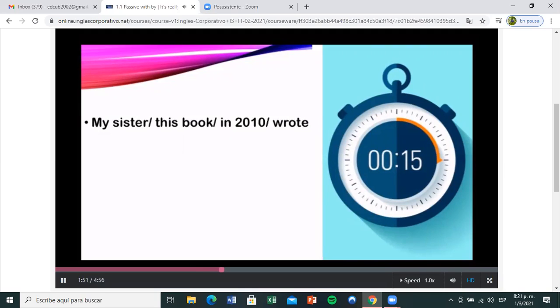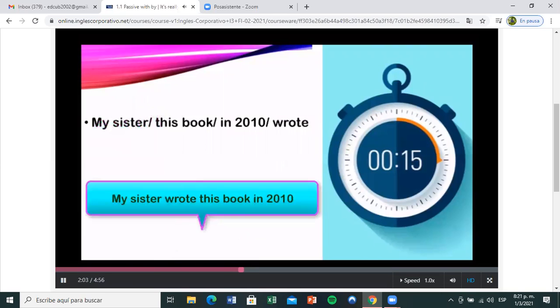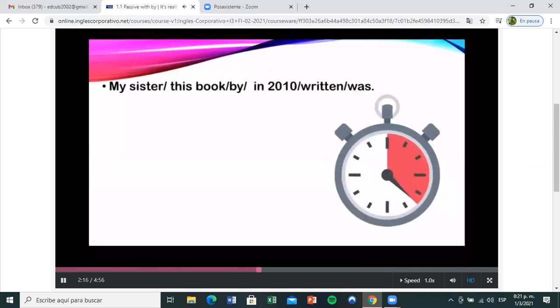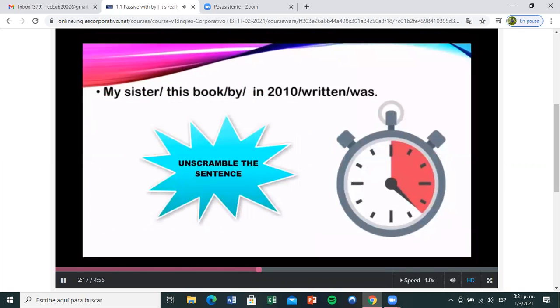So, in this moment, only think, what would be the correct way to write that sentence? Great. So we came up with, my sister wrote this book in 2010. Now in English, we can say the same things in another way. Let's work with another scramble sentence and let's do the same. Unscramble it and make sense of it. This time, I will give you 20 seconds.